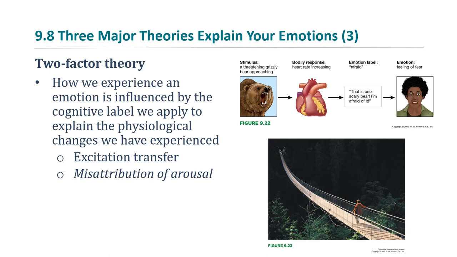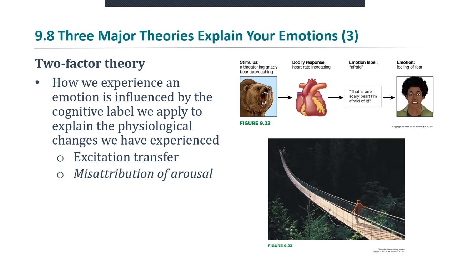Okay, some more here. This theory suggests that if we apply the incorrect emotion label, then we can experience what's known as misattribution of arousal. And misattribution of arousal happens due to excitation transfer. So these are connected terms that you see here on the screen.